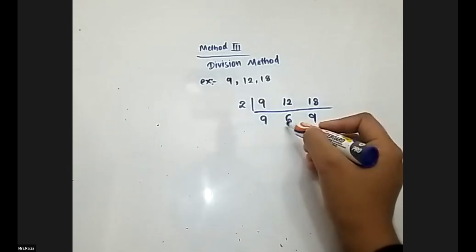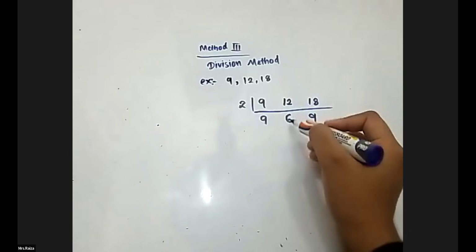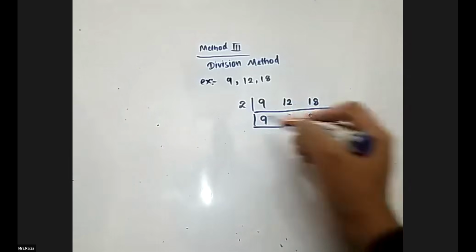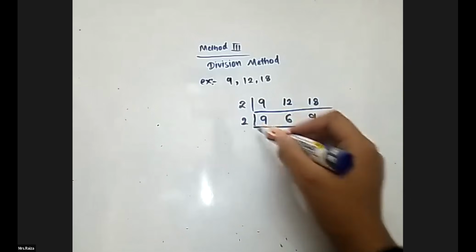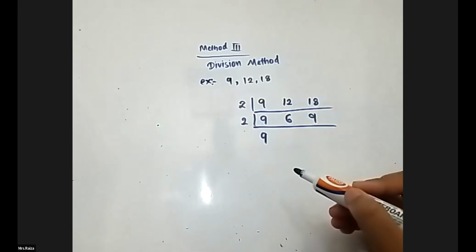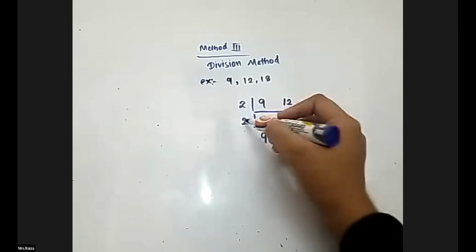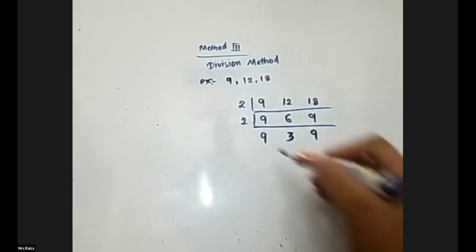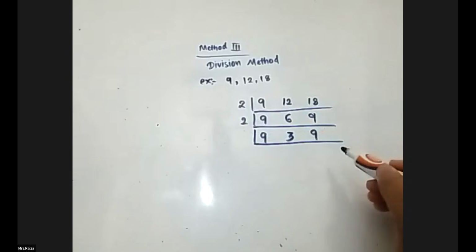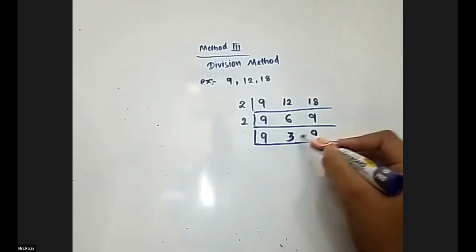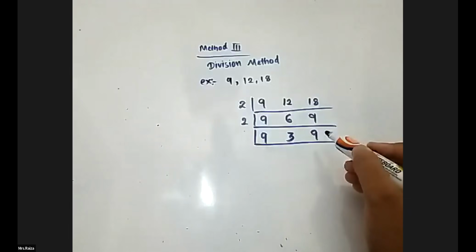Can you see there is still a number which is divisible by 2? When I divide 9 by 2, it is not divisible, so I write it again. 6 divided by 2 is 3. 9 divided by 2 is not divisible, so I write it again. Now you can see there are no numbers divisible by the prime number 2.